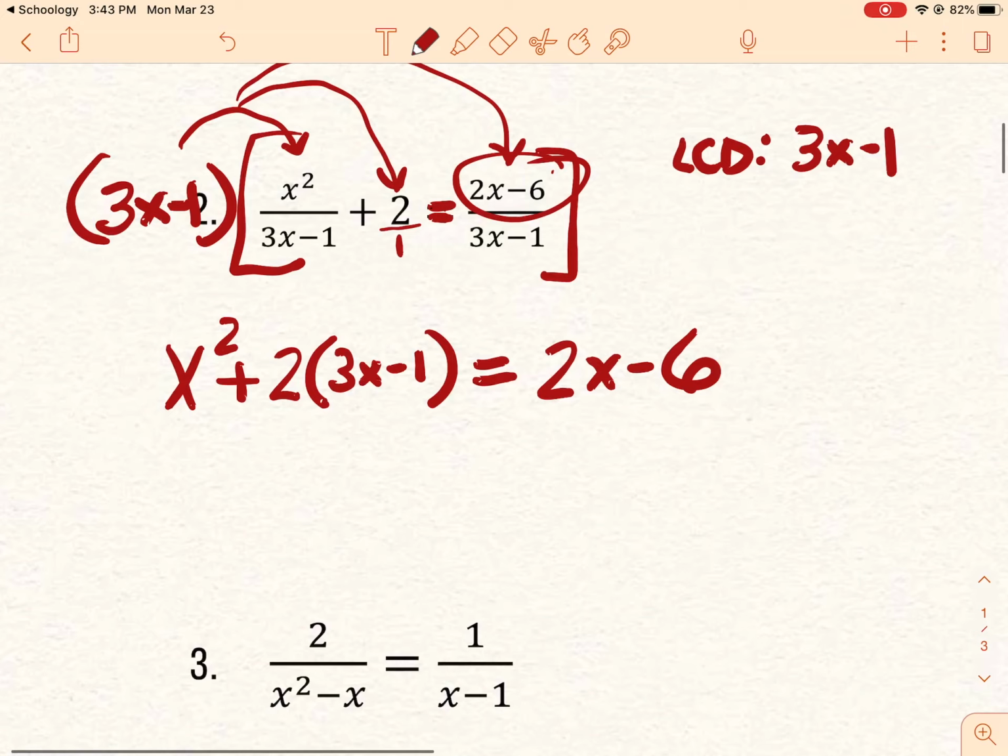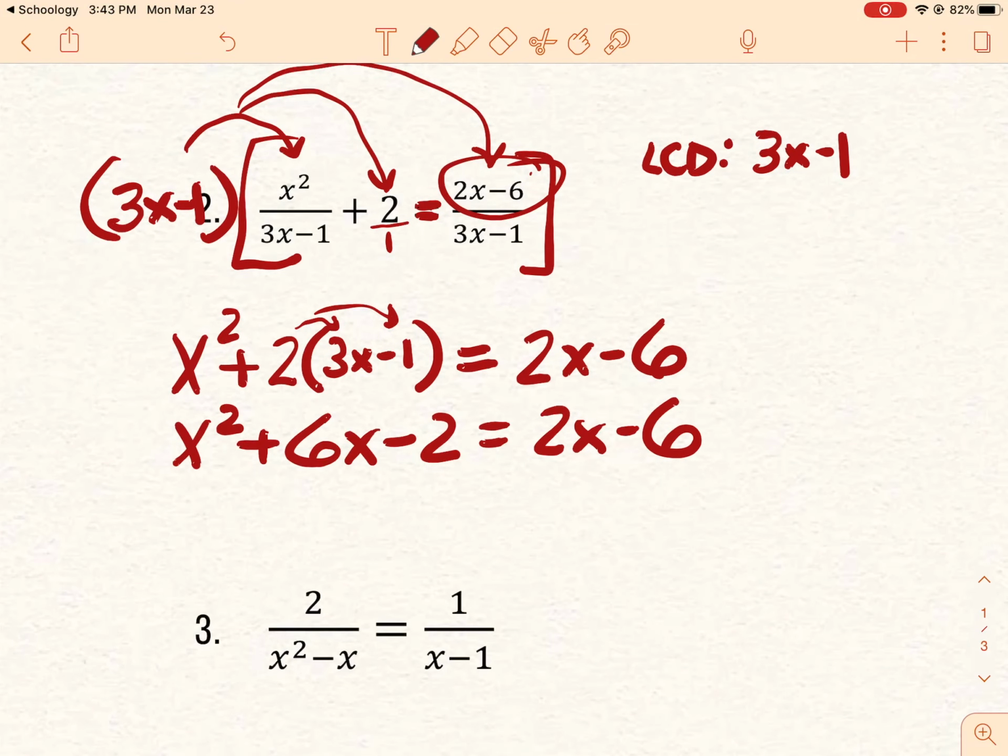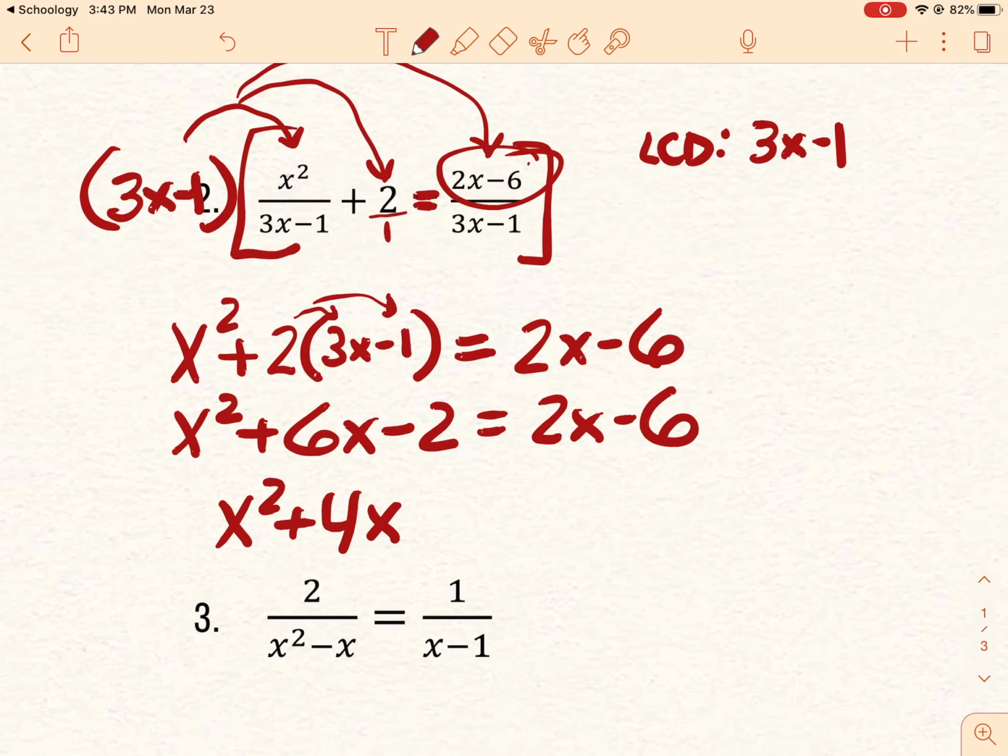Now I should be able to go ahead and simplify this. I'll distribute here. I'm getting x squared plus 6x minus 2 equals 2x minus 6. I'm going to want to get everything onto one side, set it equal to 0, and hope it factors, otherwise I'd have to do the quadratic formula. So subtract the 2x, getting x squared plus 4x, add the 6, and you're getting plus 4 equals 0.